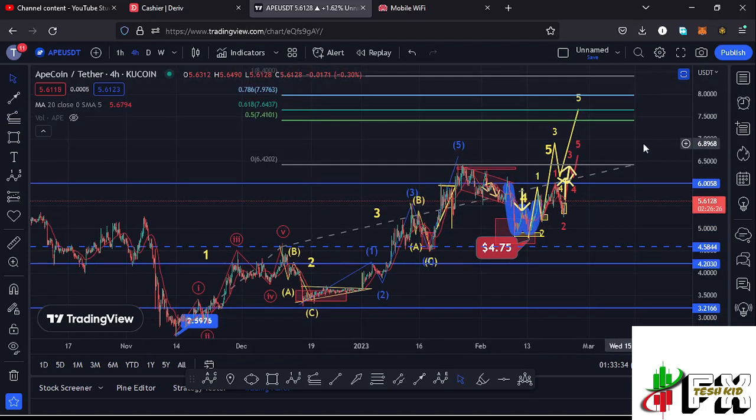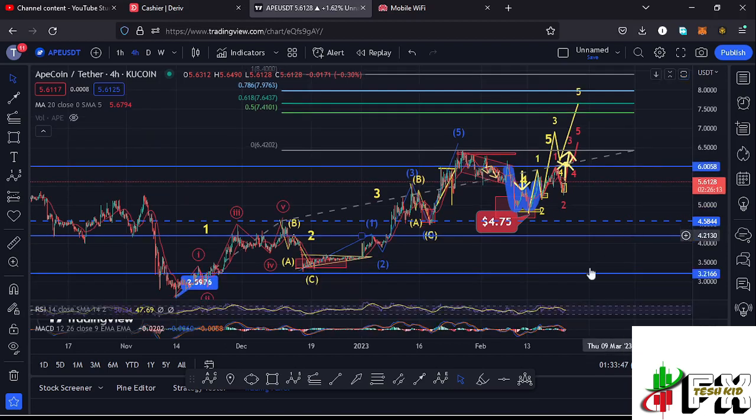That gives me a minimum target area to the upside in the formation of that wave 5 at the fib level 0.618, and that is at around the $7.6437 mark, and that is the minimum that I'm expecting that wave 5 to the upside to do. So those are my short-term and also the long-term scenarios that I'm expecting to play out.